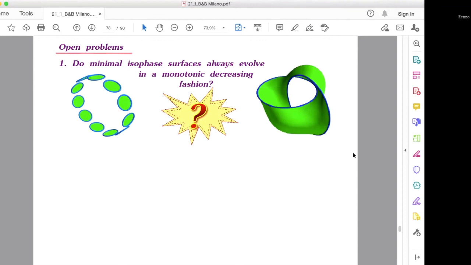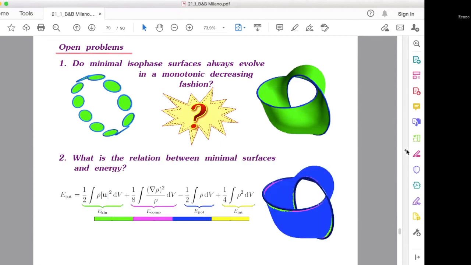Which one is the correct one? If we follow the GPE simulation, the area will decrease. But what about if we make vortex rings collide with one another? We know from simulations with Simone that the area actually increases. So the puzzle here is about a monotonically decreasing fashion of this area, which I believe in reality will take place. The second question for everybody is, what is the relation between the energy and the minimal surface?